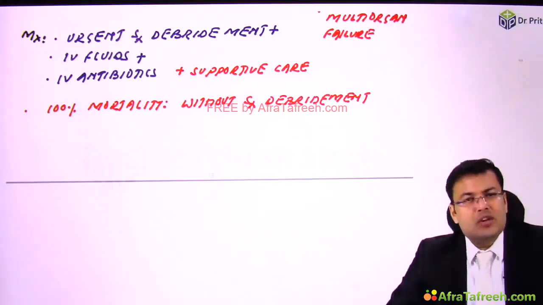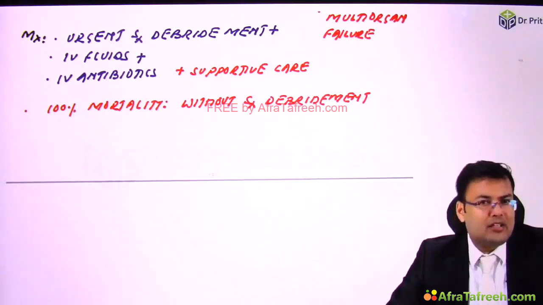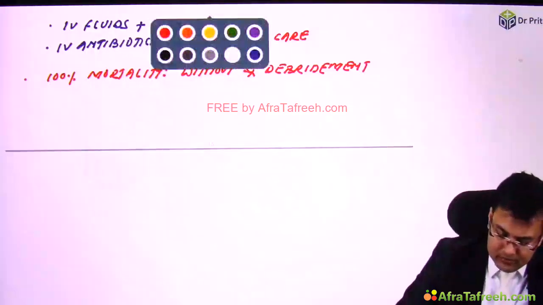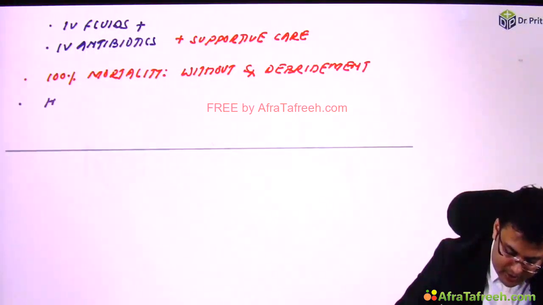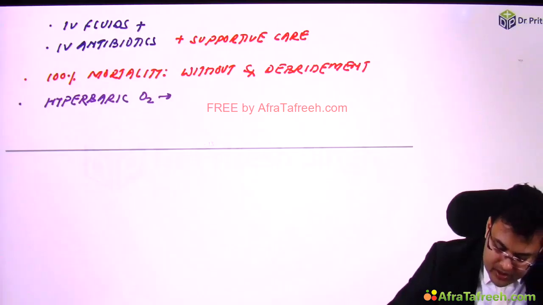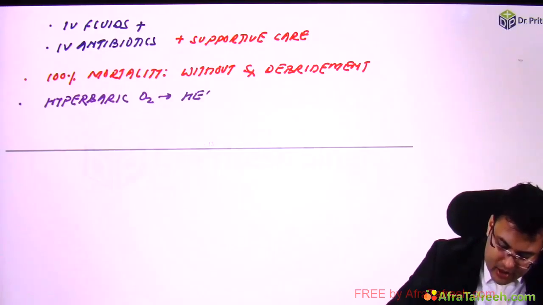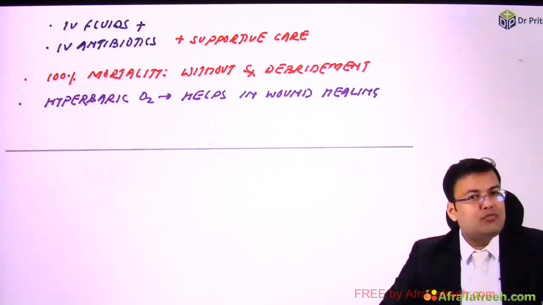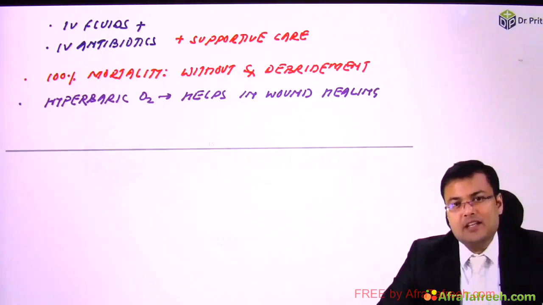Question is asked, what is the role of hyperbaric oxygen in necrotizing fasciitis? This hyperbaric oxygen helps in healing of the wound. So role of hyperbaric oxygen: it helps in wound healing. So these are the important points related to necrotizing fasciitis.